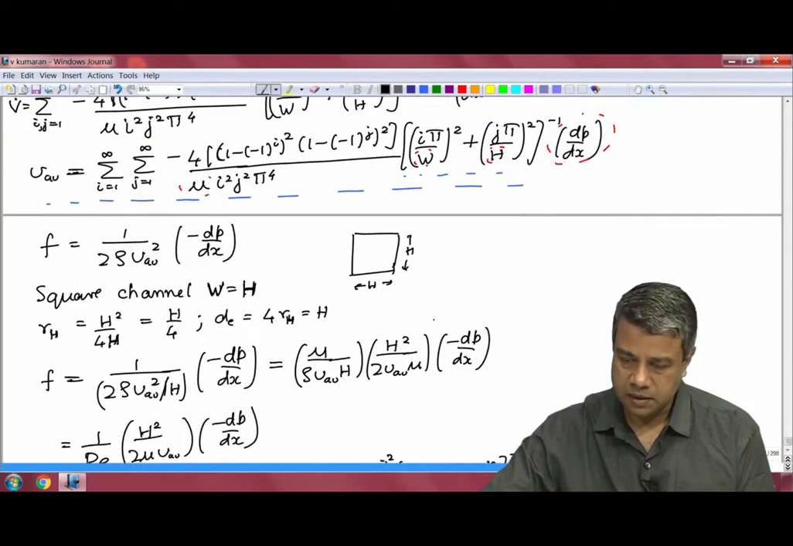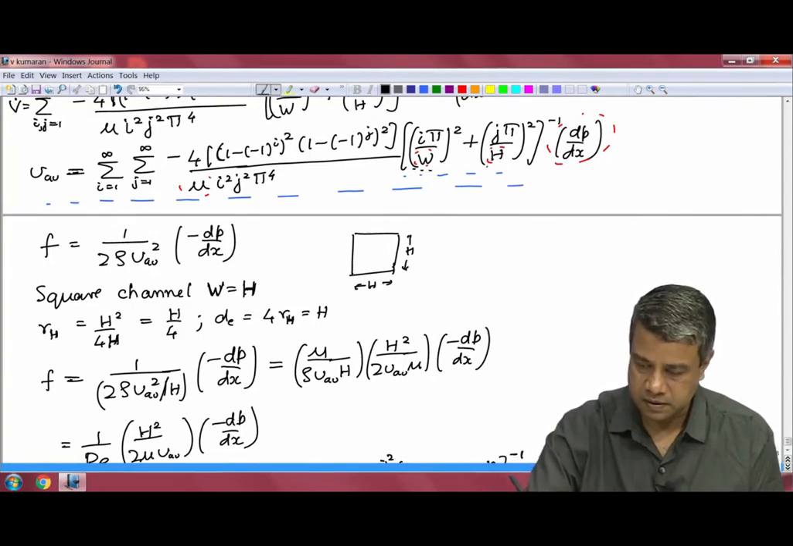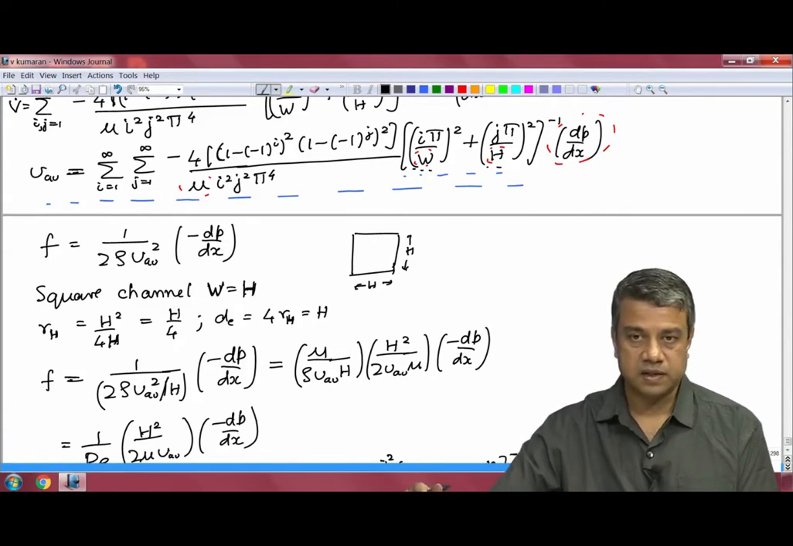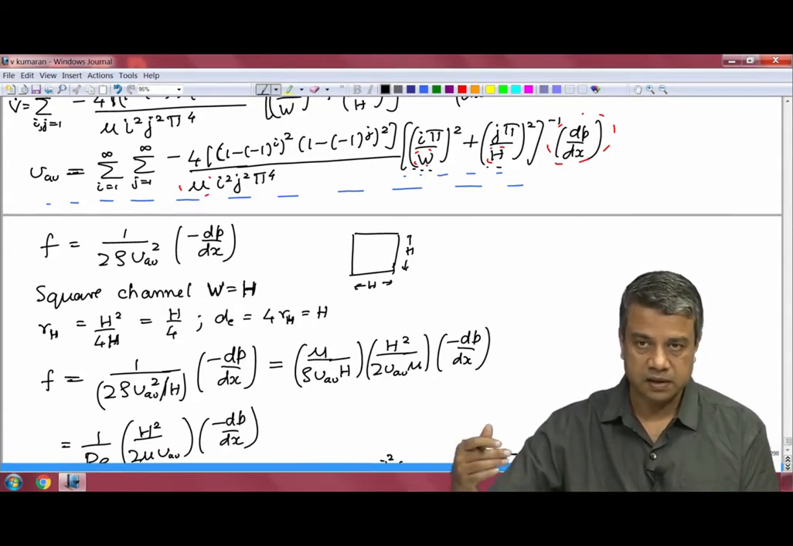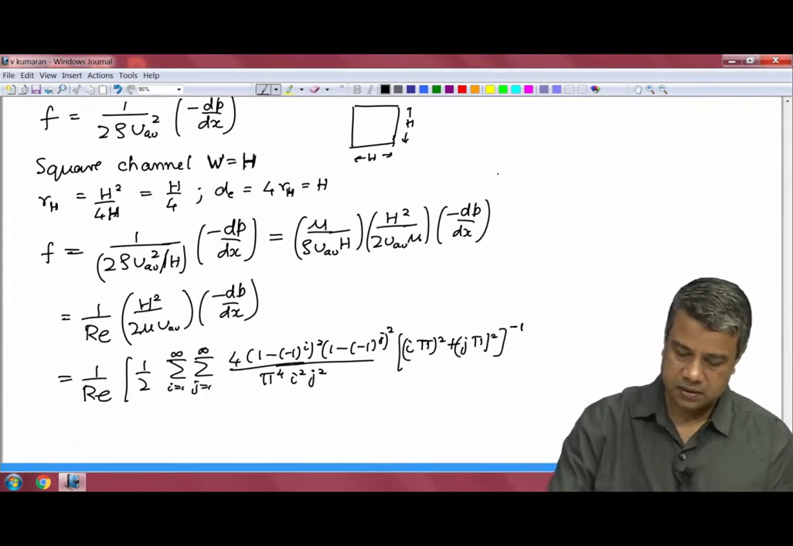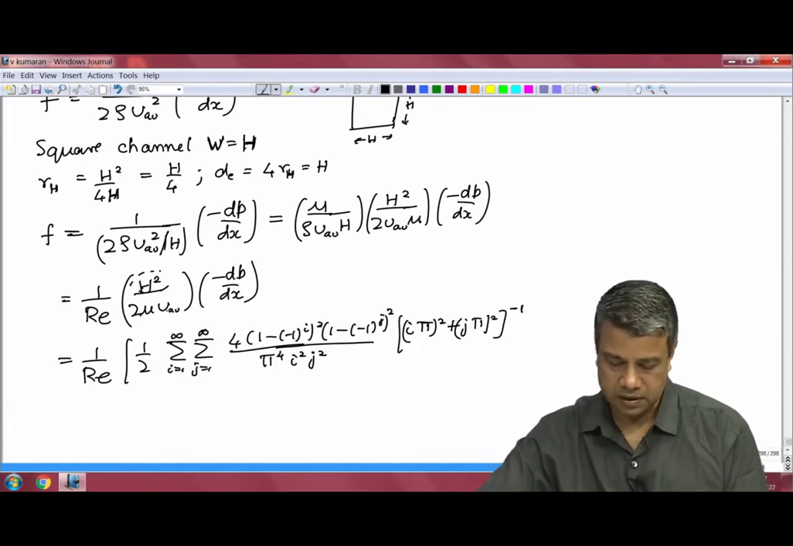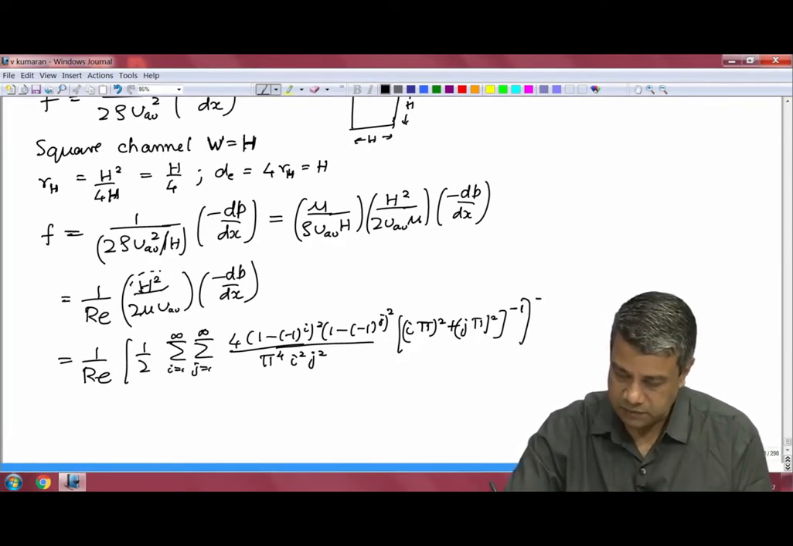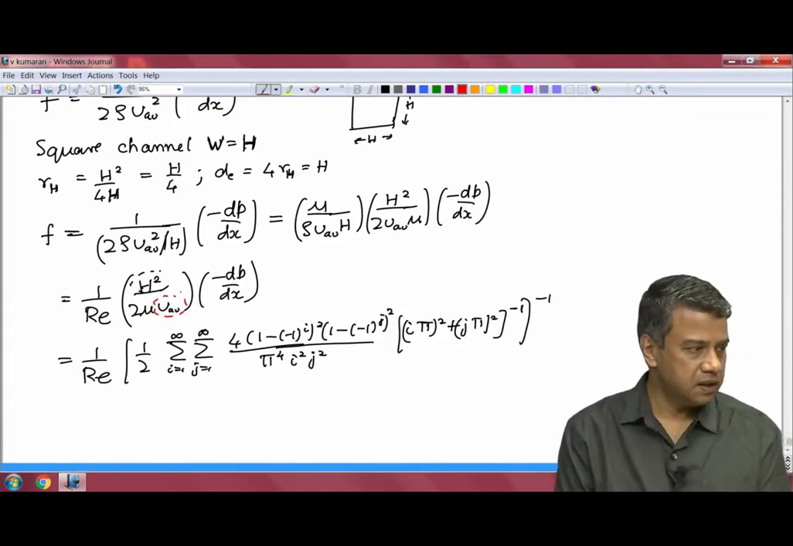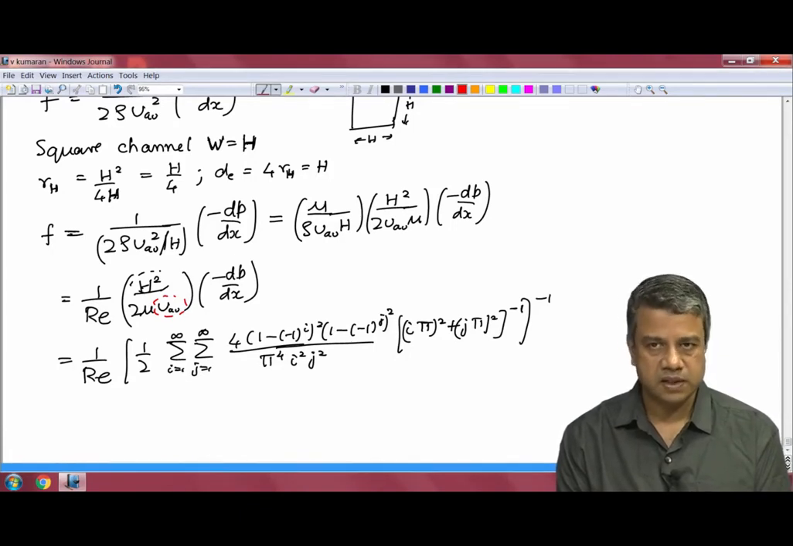Here I have assumed W is equal to H, so that W and H will cancel out over here, because I have 1 over H square whole inverse. So, that gives you an H square in the numerator, and that will cancel out with the H square that is over here. So, in this expression I take this whole thing inverse because this V average is in the denominator. So, this is the expression for the friction factor in a square channel.